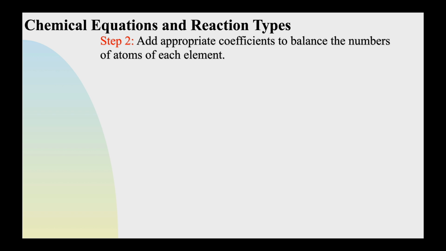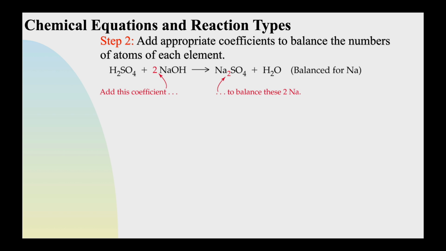Now, the next step is you want to add appropriate coefficients to balance the numbers of atoms of each element. So for example, for sodium, there was Na2SO4, two sodiums, but NaOH only has, of course, one sodium. So we're going to add a 2 in front of that NaOH, and that will make those two parts go together, which is really cool. So sodium now is balanced on both sides. Again, we're not going to make it Na2OH or something like that. That would break the charges, but you can add a big 2 in front of the NaOH, which is a pretty cool thing.